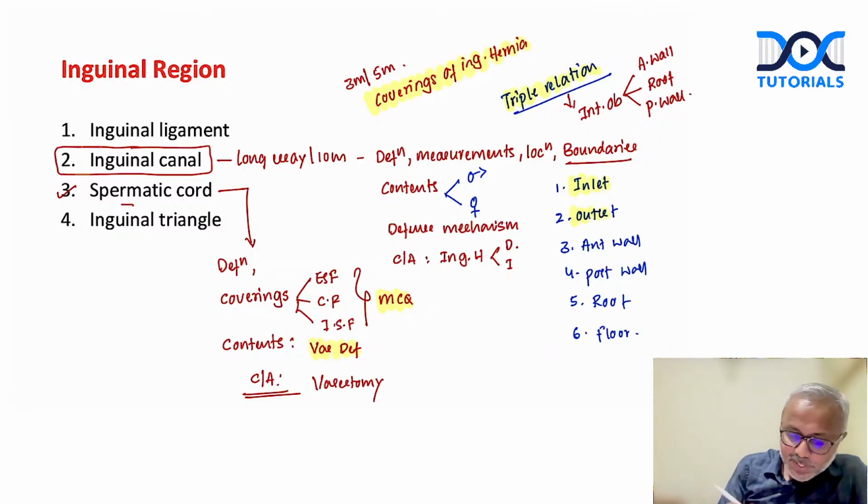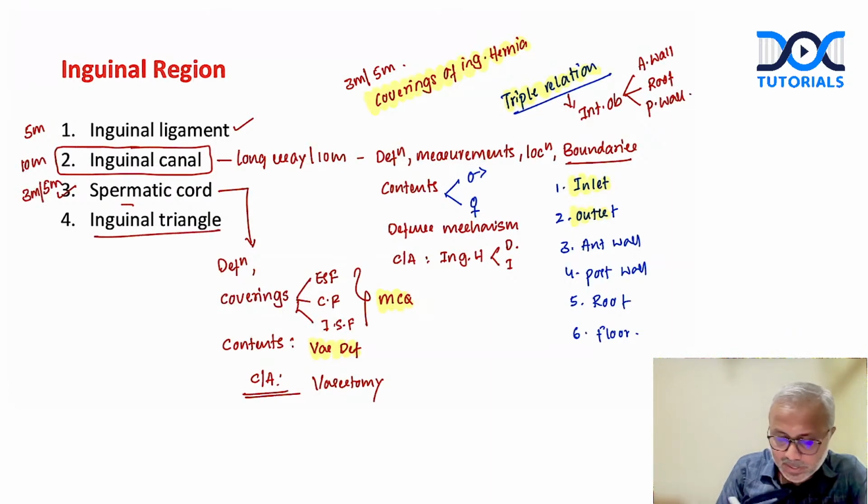Then the other two questions are the inguinal ligament, which is again an important 5-marker. So as I said, this is a very important 10-marker. This is a 3-marker or a 5-marker again. Inguinal triangle, right? This is an important 3-marker question.